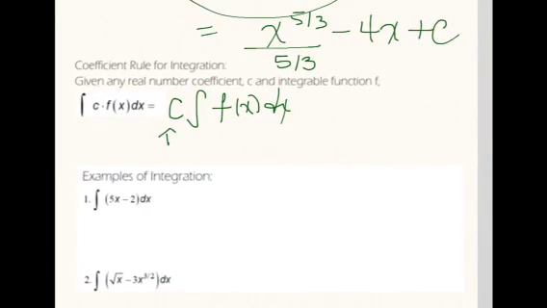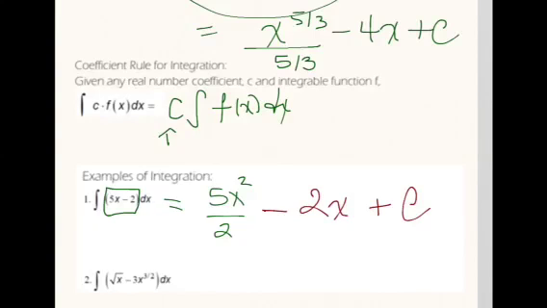So like this one, 5x minus 2 dx. I could split this into two integrals, but again, in practice, no one really does that. You're just finding the antiderivative of 5x minus 2, which means you want to find the antiderivative of 5x, which you find by adding 1 to the power and then dividing by the new power. Minus the antiderivative of 2, which will be 2x. And then we always add on our arbitrary constant.